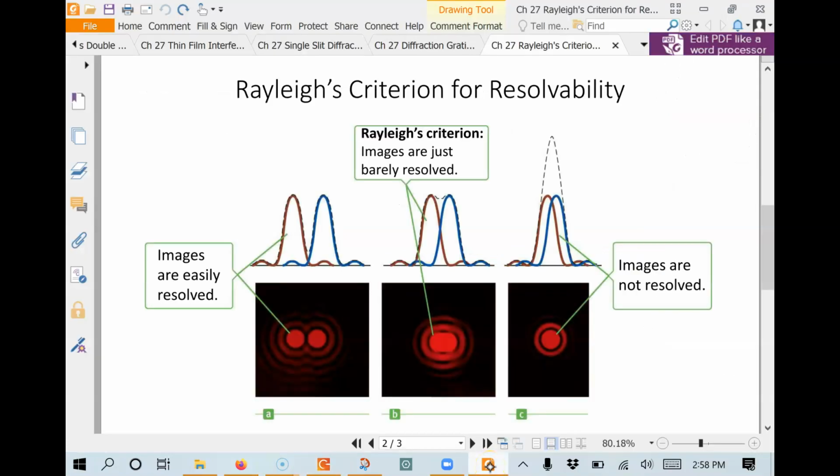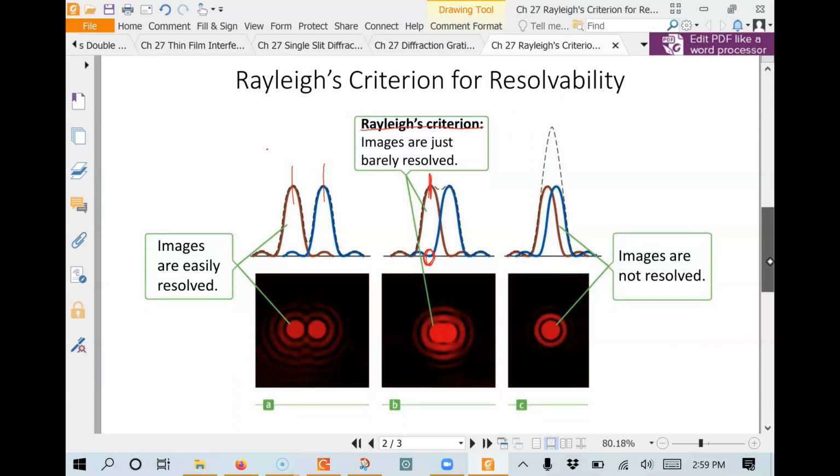Here's some notes on Rayleigh's criterion. If we look at two images as they would appear, here's the center of the images, the central maxima. In this case, you can definitely tell there's two images. Over here, the central maxima of one overlaps with the first minimum of the diffraction pattern of the other. This is the case that Rayleigh said is barely resolvable. We can just tell that there's actually two things there. It's an arbitrary criterion, but Rayleigh made it up and we use it.